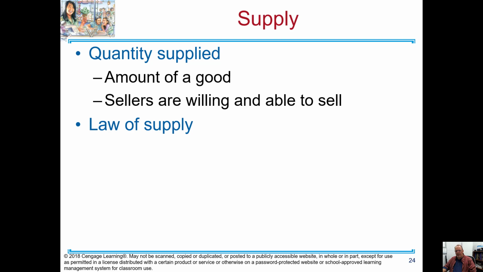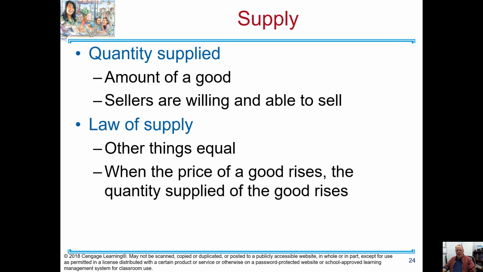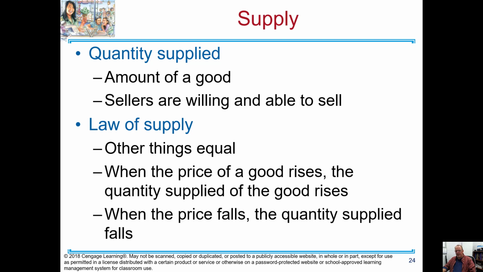When we look at supply, we have the quantity supplied, the amount of the good that sellers are willing to supply at a given price. All things being equal, when the price of goods rises, the quantity will increase. When the price falls, the quantity will fall.